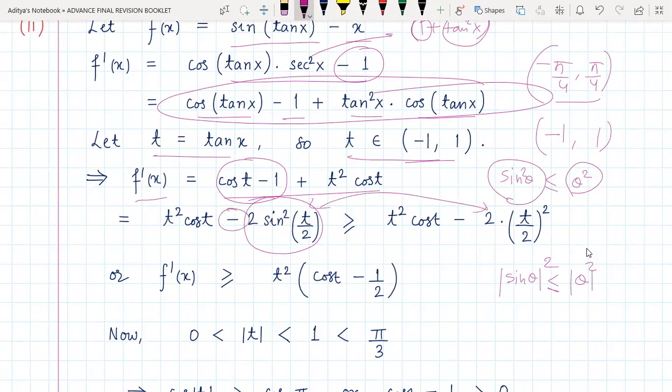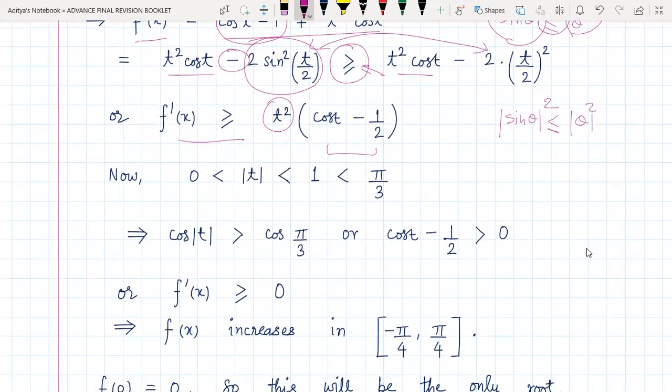But since there is a negative sign, the inequality sign has reversed from less than or equal to, to greater than or equal to, and then t square cos t is on both the sides, so it doesn't even matter. So this basically becomes f prime x is greater than or equal to, if we take t square common, cos t minus half.